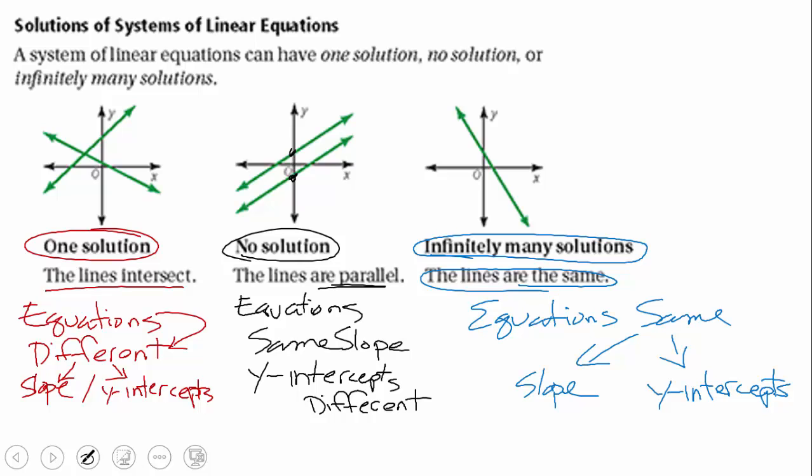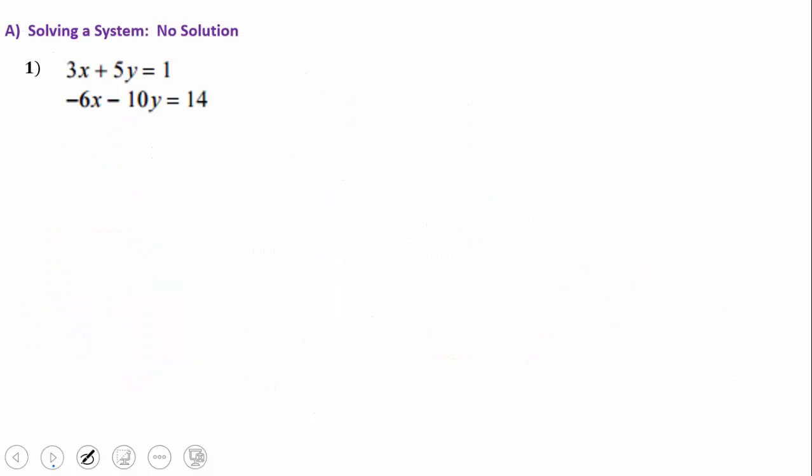So, one solution, the equations are different. In other words, they have different slopes and different intercepts, completely different. We have no solution because the lines are parallel. Parallel because they have the same slope, but different intercepts. And then we have infinitely many solutions where the lines are the same because they have the same slope and the same intercepts. So in this video, we're going to actually concentrate on systems that have no solution.